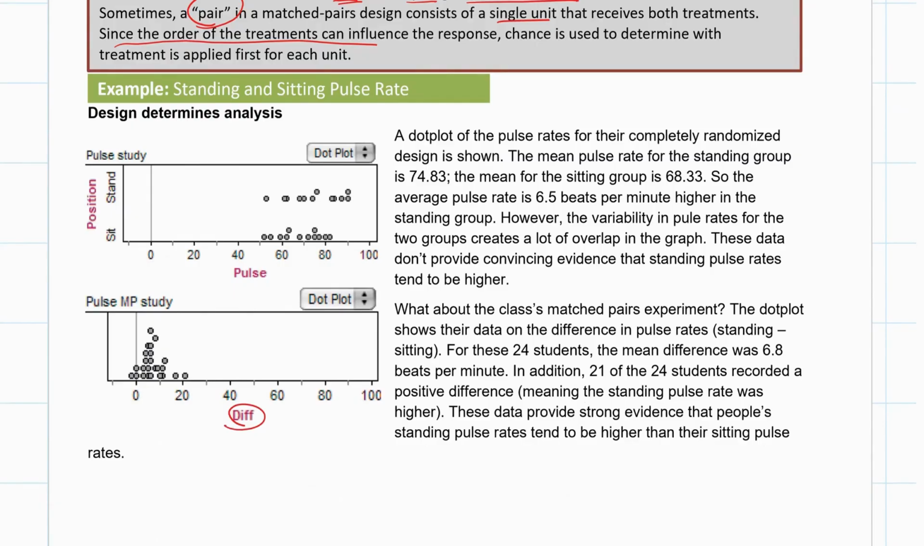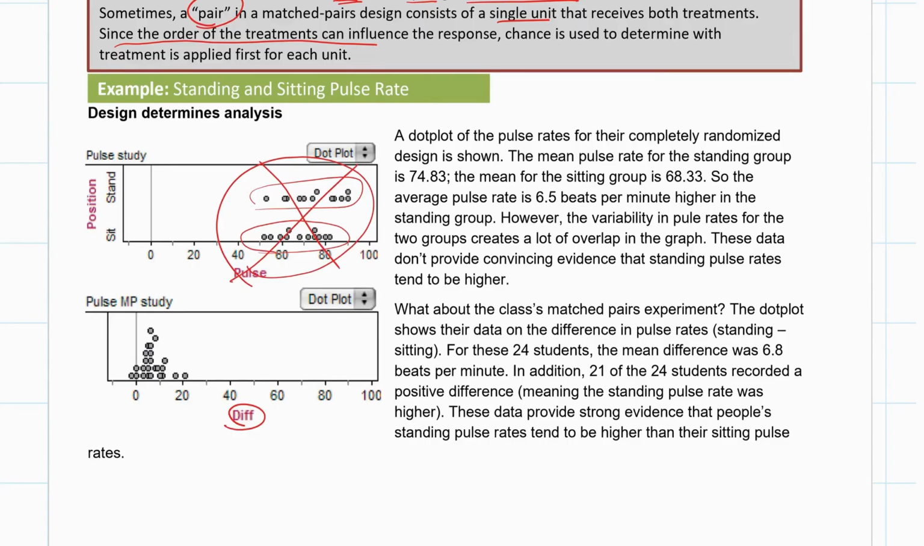Imagine an example where I take your pulse rate when you're standing and when you're sitting, and I want to know, is there a difference? So half of you are assigned to the group in which you stand first, get your pulse taken, then sit, get your pulse taken. The other group sits first, gets your pulse taken, then stands. And in this experiment, imagine this is all the standing pulse rates, and this is all the sitting pulse rates. And fundamentally, it doesn't look like there's a lot of difference there. But we actually don't care about that outcome.